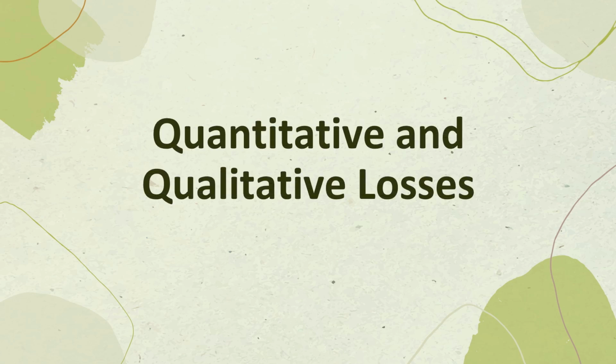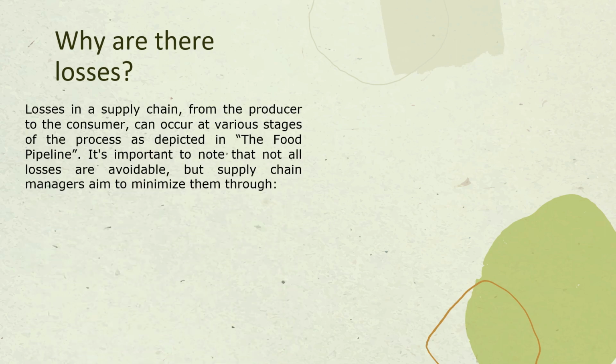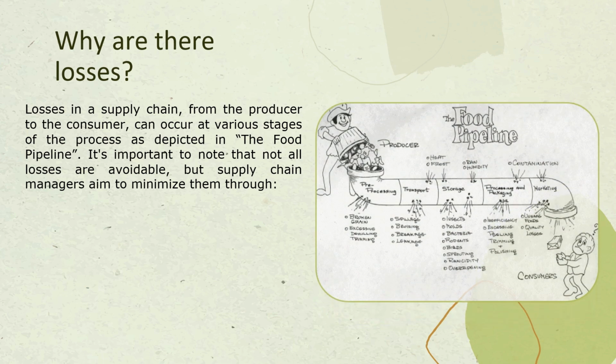Quantitative and qualitative losses, properties of agricultural and biosystem materials. Losses in a supply chain, from the producer to the consumer, can occur at various stages of the process as depicted in the food pipeline.